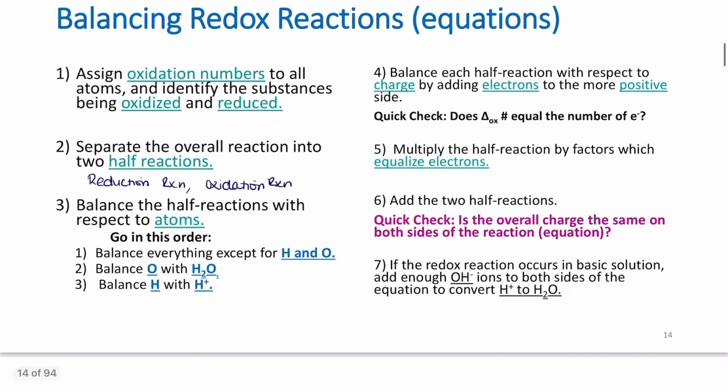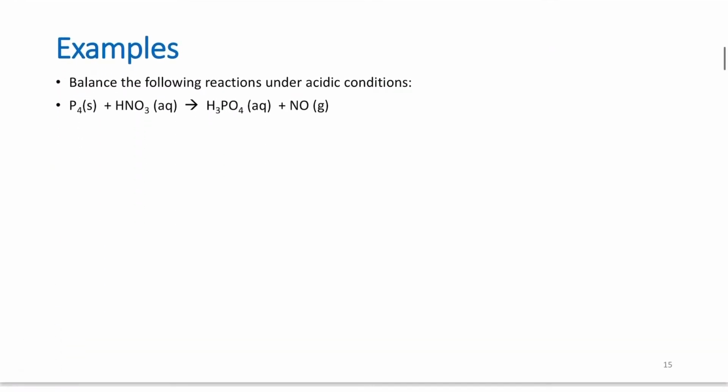So let's go ahead and work some examples. First, balance the following reaction under acidic conditions. So the first step is to assign oxidation numbers to all of your atoms and identify what's being oxidized and what's being reduced. P4, oxidation state is 0. HNO3, I find it's most simple to separate these out into their individual ions, which gives me H+ and NO3 minus. So I see my H is +1, and my nitrate is NO3 minus. Oxygen is -2, there's 3 of them, so it's an overall -6 charge. There's a -1 charge for the overall ion, which means nitrogen must be +5.